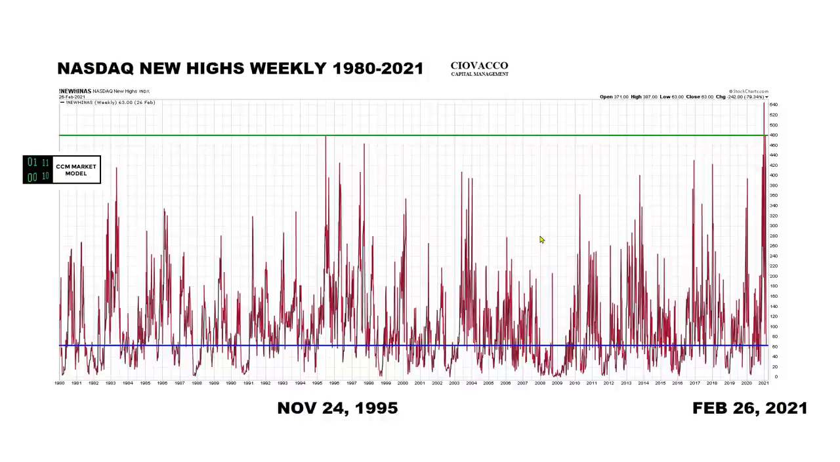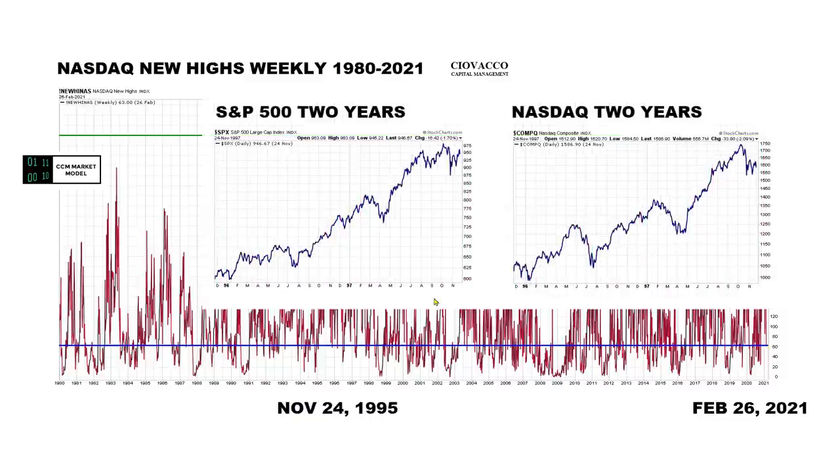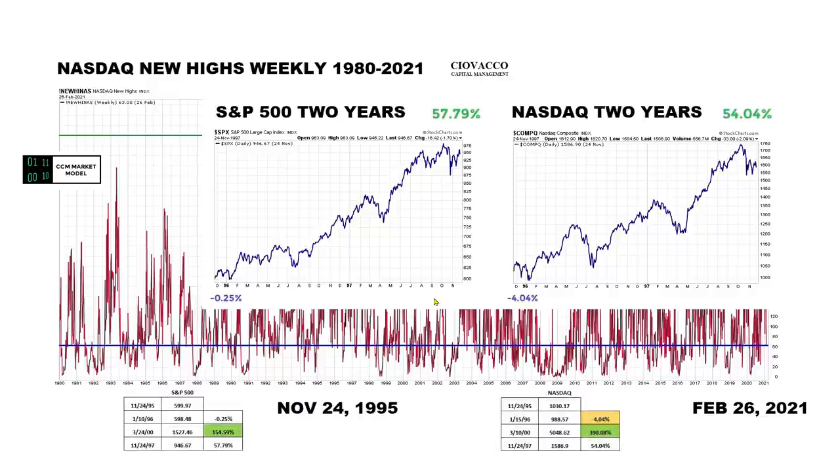This is NASDAQ new highs weekly going back to 1980. As you can see, we've only hit this upper green line two times, right here and right here. And thus, we've only moved from the upper green line down to the blue line two times, telling us that February 26, 2021 is similar to this move here that ended on November 24th, 1995. How did the S&P 500 and NASDAQ perform walking forward from November 24th, 1995? The answer is quite well.